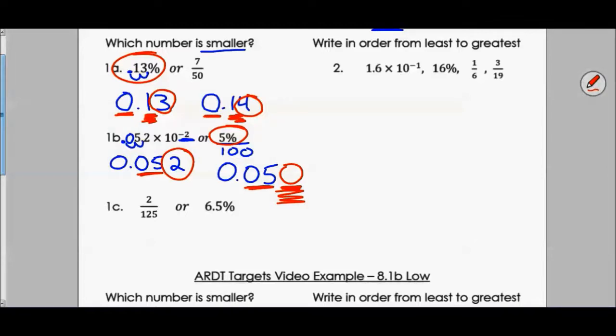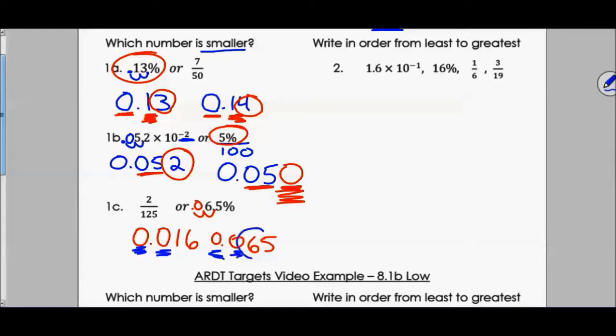Alright, so on letter C, we're going to change those to decimals again. 2 divided by 125 is 0.016. 6.5% as a decimal, move the decimal place back 2 places, and that's 0.065. So we can compare the ones place, that's not going to help us. We can compare the tenths place, that's not going to help us. It's this hundredths place that's going to help. It's a 6 versus a 1. We're looking for the smaller of the two. So we know that the 1 has to be the smaller number.